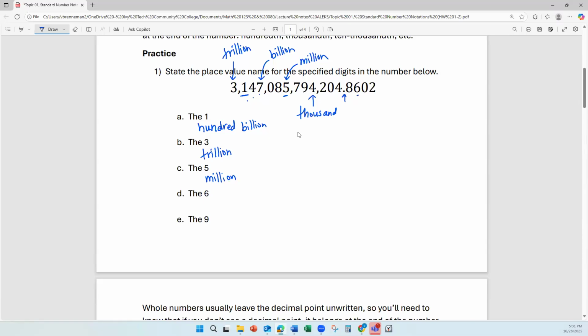The 6 over here, the first digit after the decimal point, is the tenths place. And then we just go, just like the other direction, 10, 100,000. We do the same thing, but with the TH. So this would be hundredth. So that's the 6. And then the 9 over here, we have 1,000, then it would be 10,000.